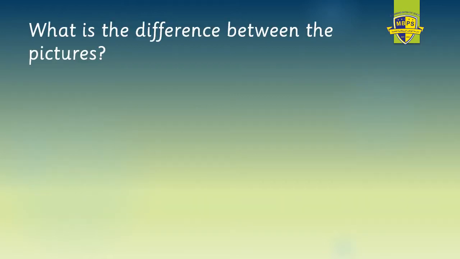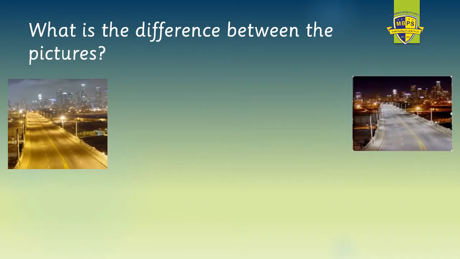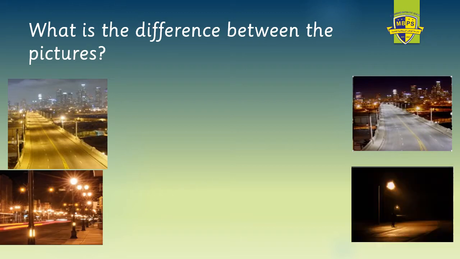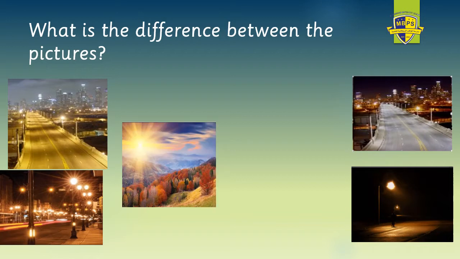What do you see here? What is the difference between these two pictures? It's of the same road. One is bright and one is dull. Let's see the other one. Same way, this is a street and this is a street. Again, one is brightly lit by lamps and the other is not having too much light.